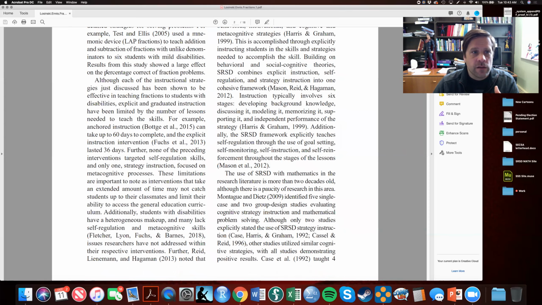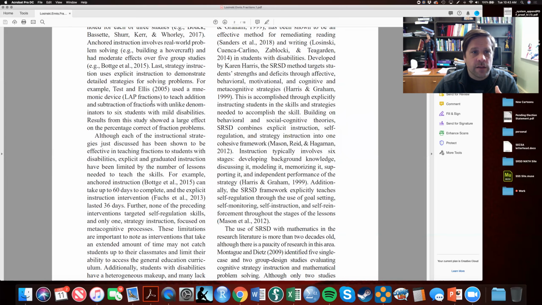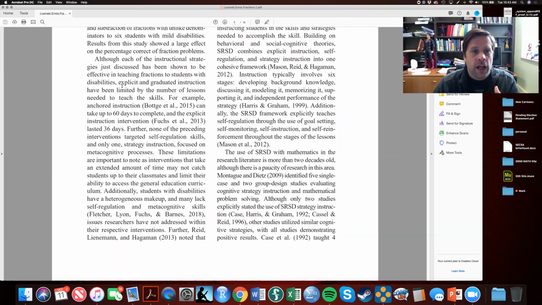Then we discussed different strategies that have been used, and then we discussed the limitations of those strategies. And so maybe there isn't a lot of research on them. Maybe they take a long time to implement, whatever the case may be.